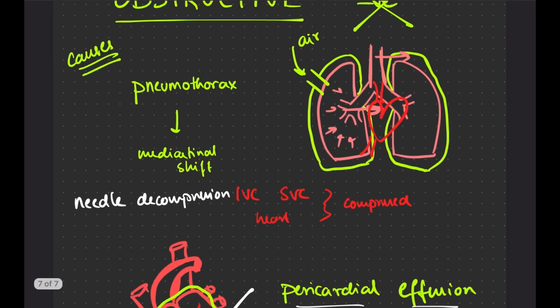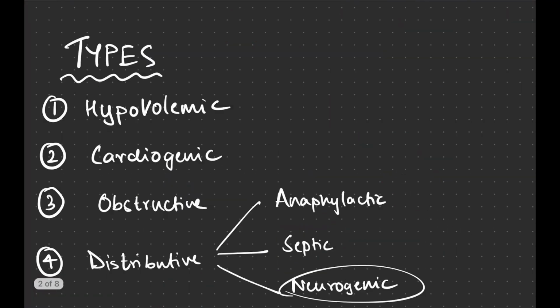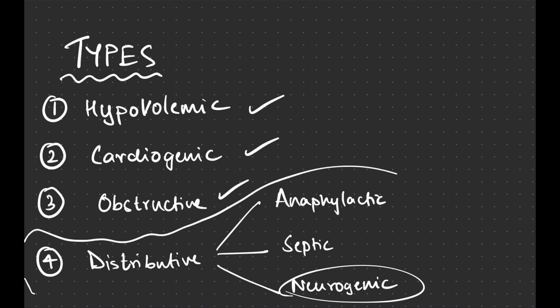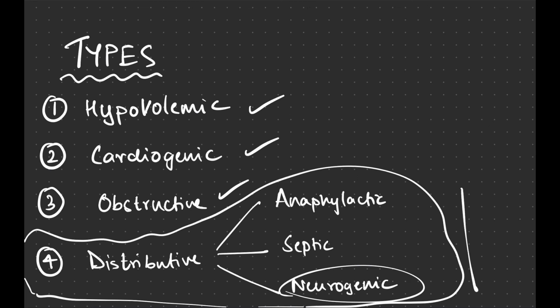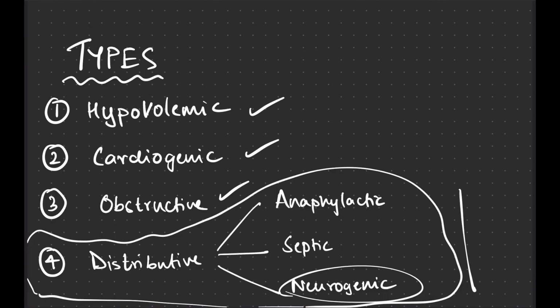So this was the basics of obstructive shock. We covered 3 types of shock: hypovolemic, cardiogenic, and obstructive. We leave distributive shock for the next video because there are 3 subtypes and they'll take a long time to cover. So this is it for this video. Over and out.